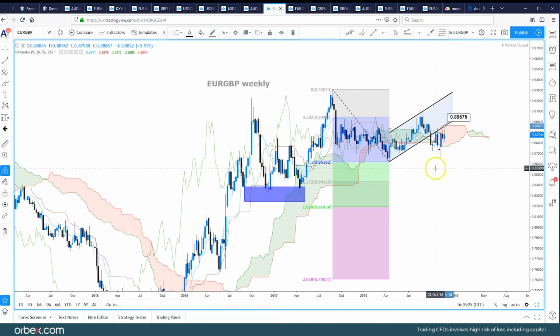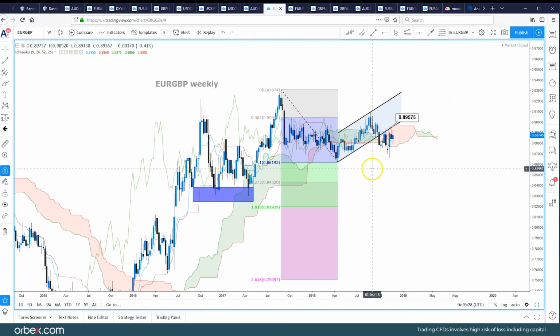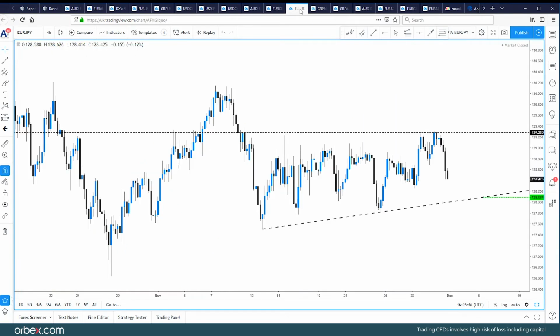Euro sterling, the weekly chart really is what we're focusing on at the moment. We've got a trendline break, or a channel breakout. We've got reverse trendline resistance at 89.57. As long as that doesn't break and hold, then the bias is still to the downside in Euro sterling.